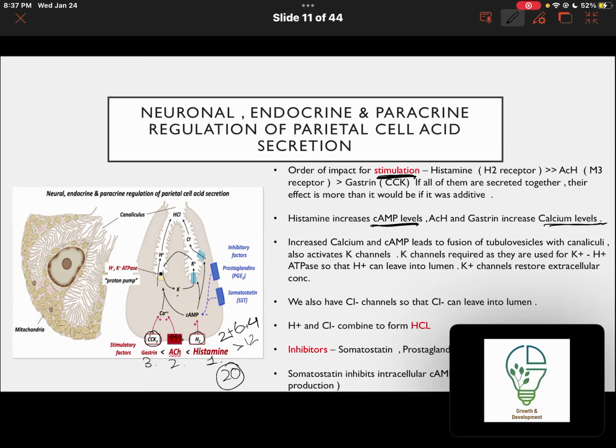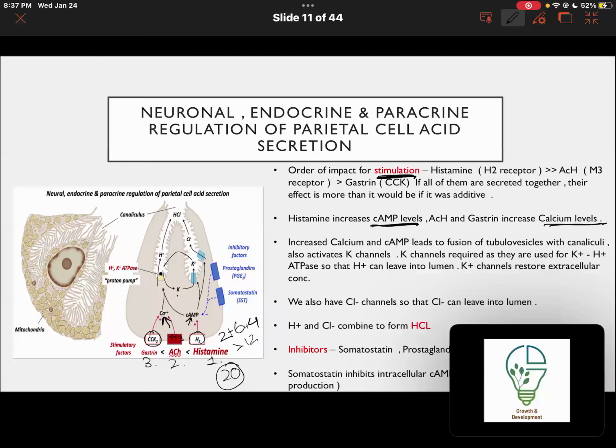Honestly, this entire lecture can be explained on diagrams only, and that's what I love about GIT. So histamine increases cyclic AMP, and muscarinic ACh and gastrin increase calcium. When increased calcium and cAMP are present intracellularly, it leads to the fusion of tubular vesicles with the canaliculi. And obviously, we studied in the earlier slide that this leads to an increase in surface area.